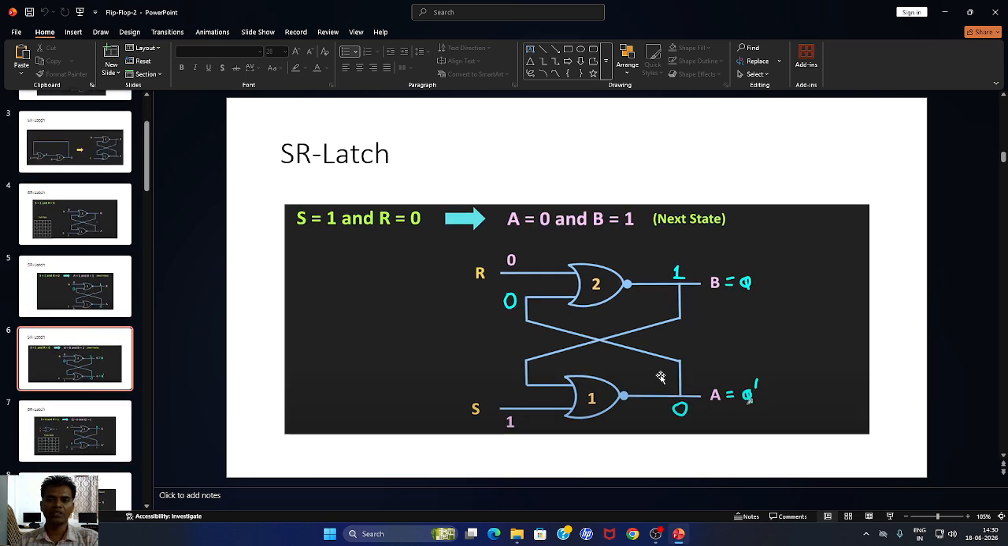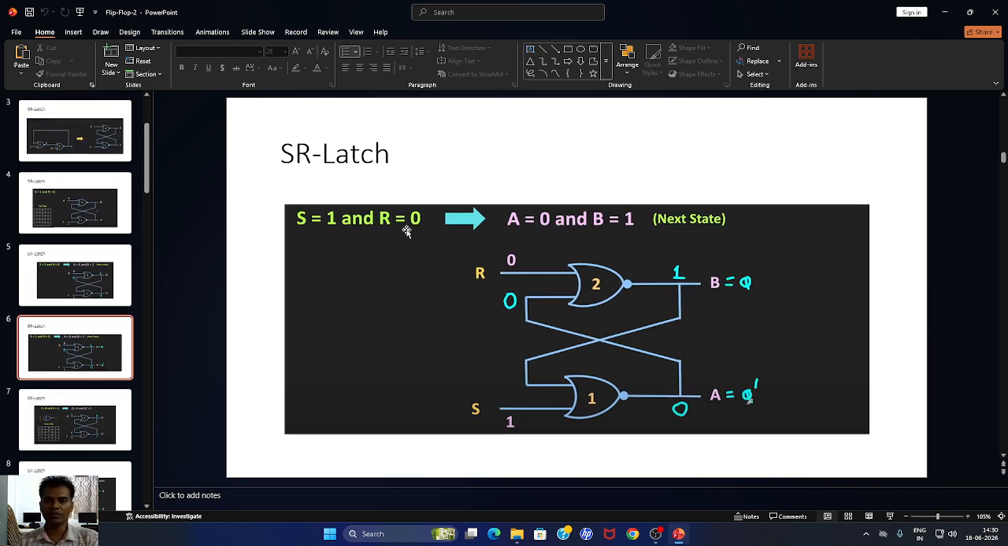The next combination is S equal to 1 and R equal to 0. So you know that when S is equal to 1, what is the output of the NOR gate? It becomes 0. This 0 is connected to one of the inputs of NOR gate 2. When both inputs are zeros, what is the output value? The output value is equal to 1.